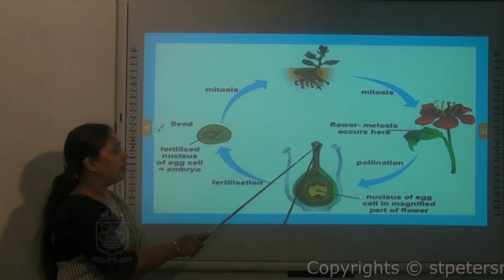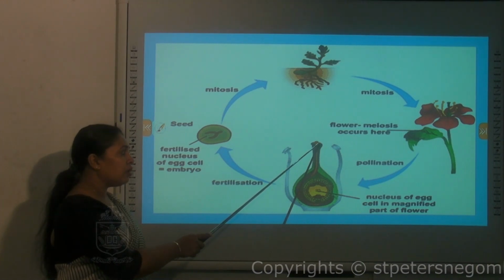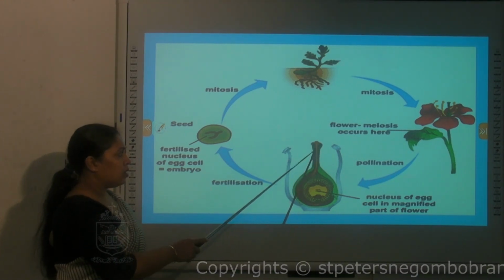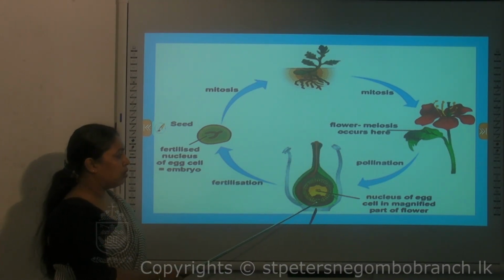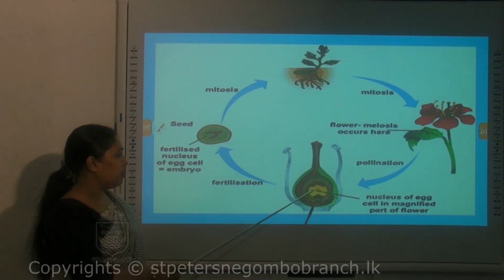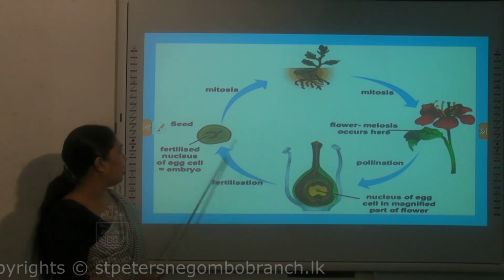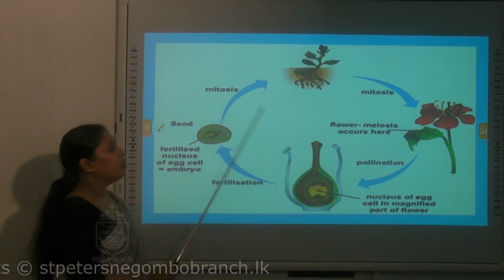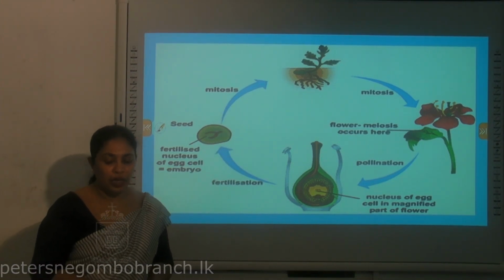When a pollen grain is transferred in pollination, it forms a pollen tube. It means the pollen grain germinates and forms an embryo, forming a seed, which also gives rise to a new plant.